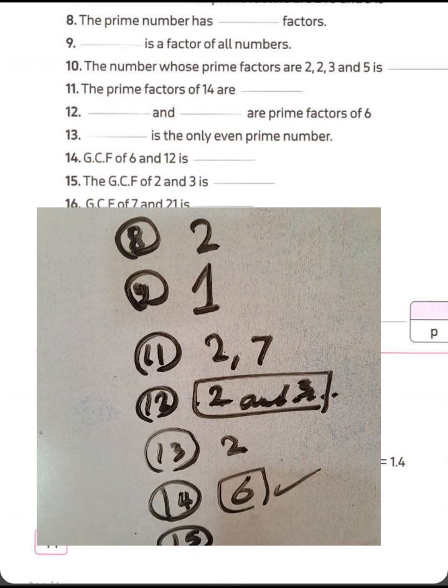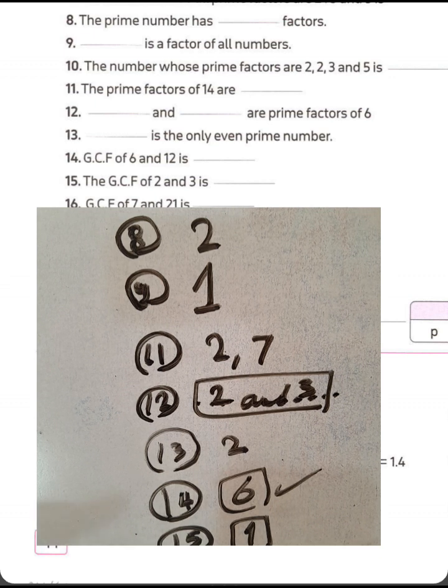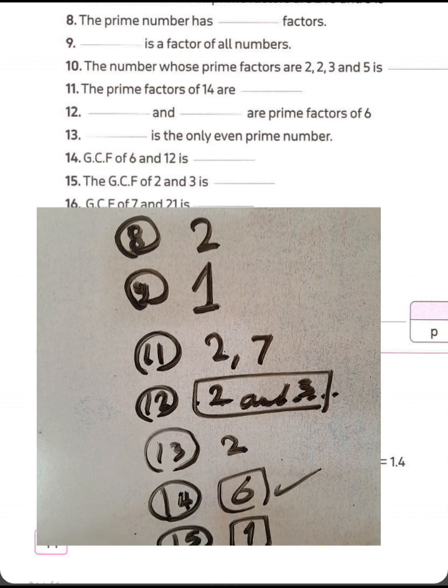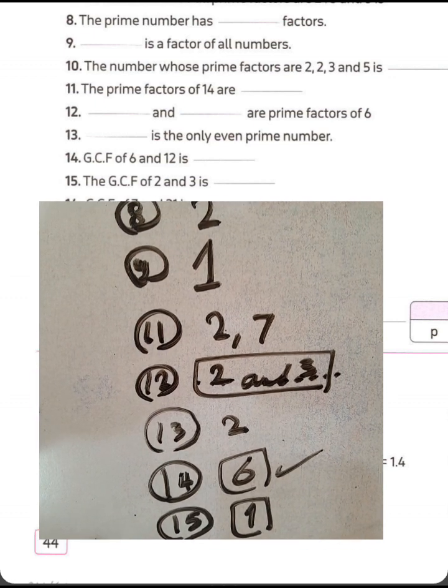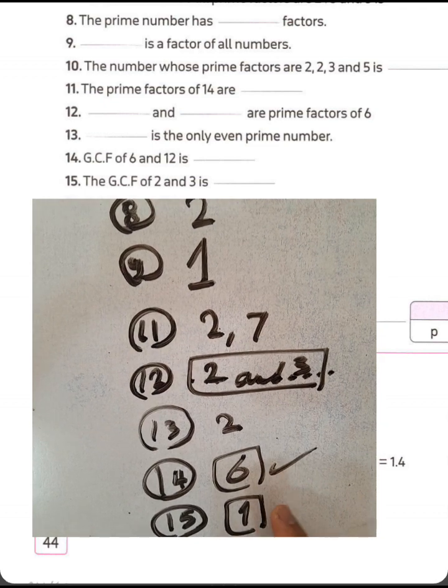The greatest common factor of 2 and 3 will be 1, because 2 and 3 are prime numbers. They can't be divided by any number without 1. Any prime number has only 2 factors: it can be divided by itself and 1 only. Question number 15: the greatest common factor of 2 and 3 will be 1.